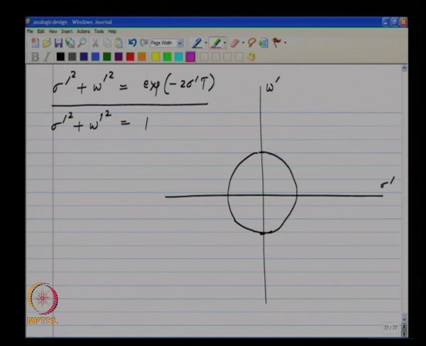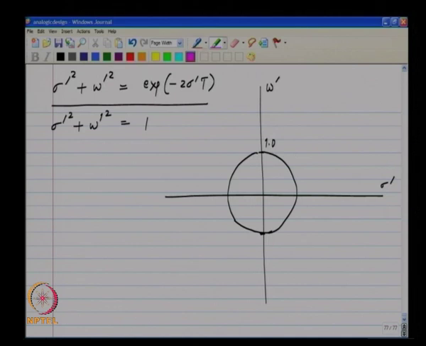Okay. A circle is something whose x coordinate and y coordinate when squared and added up give unity. Now, in this case, in our actual equation, the right hand side is exponential of minus 2 sigma prime tau, and not 1. So, what it means is the solution to this is some kind of a distorted circle whose radius goes on changing with sigma prime.